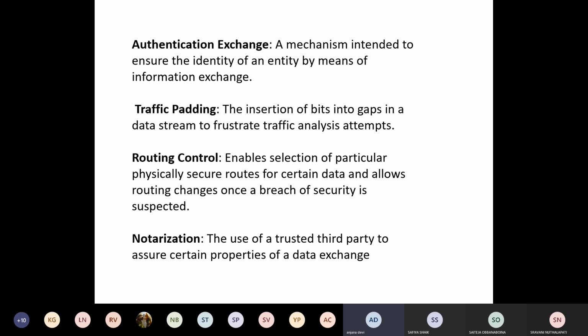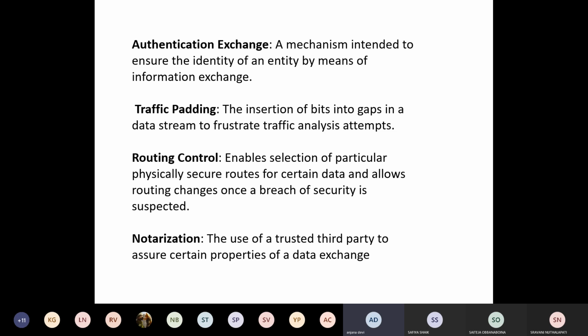Next one is authentication exchange. It is a mechanism intended to ensure the identity of an entity by means of an information exchange. See, if you are going to exchange information from one party to another party, and the information is exchanged such that some ambiguity may arise for a third party person, then no data loss might happen, and that particular person can't copy that particular text. Next one is traffic padding.